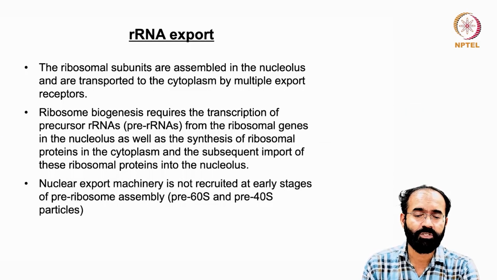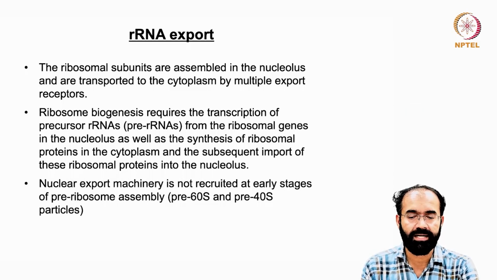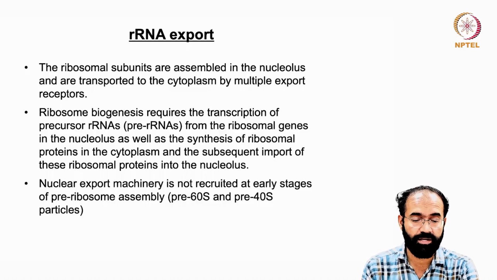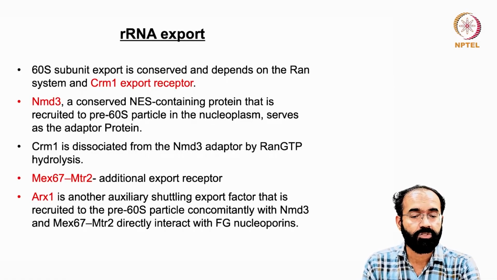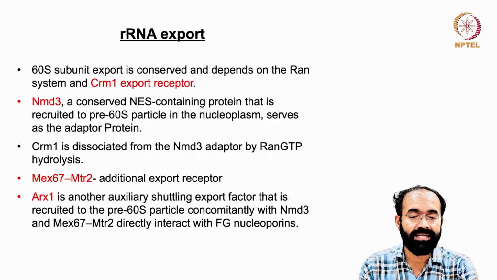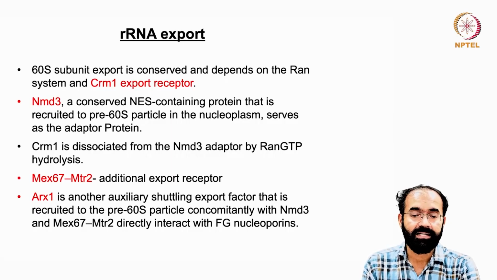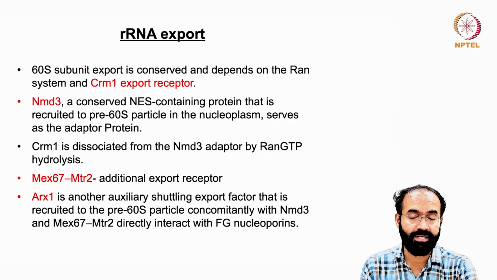So the nuclear export machinery is not recruited at early stages of pre-ribosome assembly, that is pre-60S and pre-40S in the case of eukaryotes. So the machinery is not recruited, but it will happen eventually. So 60S subunit export is conserved, and it depends on the RAN system, that is the RAN GTP, RAN GDP cycle. And it also makes use of the CRM1 export receptor.